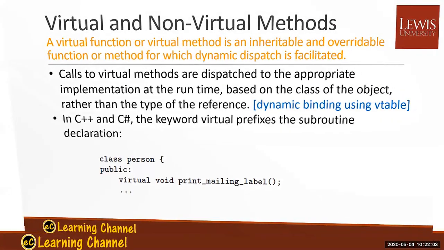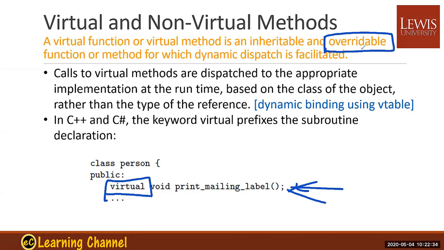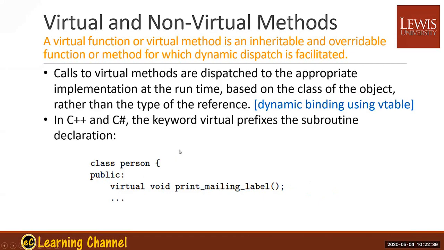Virtual and non-virtual methods. A virtual function or virtual method is an inheritable and overridable function. The keyword is overridable. Virtual means I may not have an implementation in my class, but I allow my children to override it. Virtual means go ahead: if you can update, you update. I don't care. That's the base class definition.